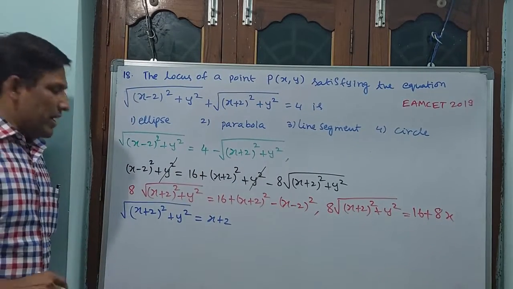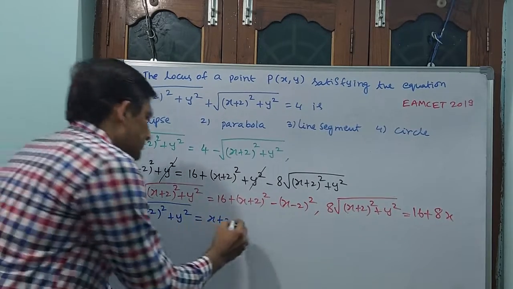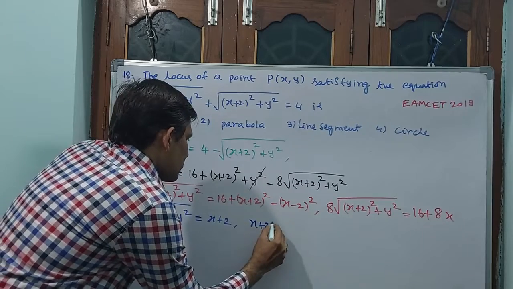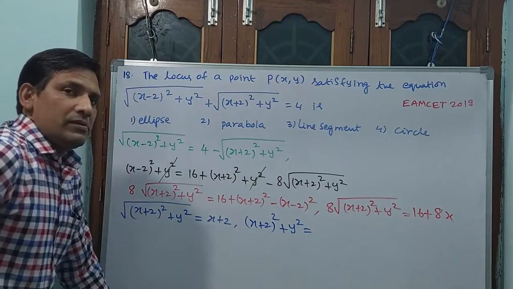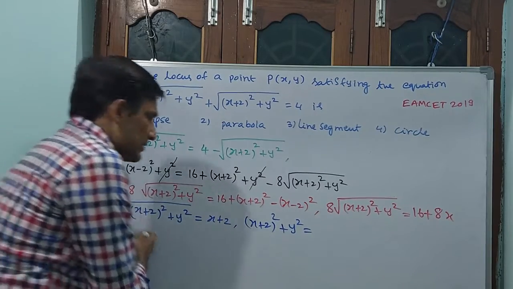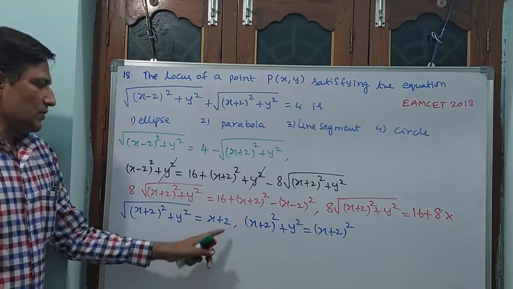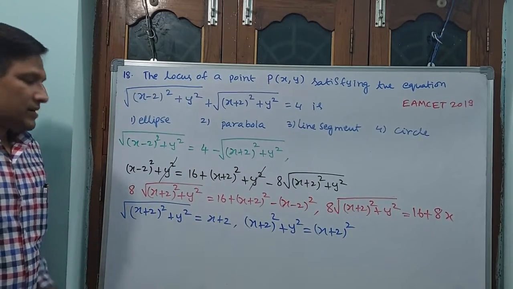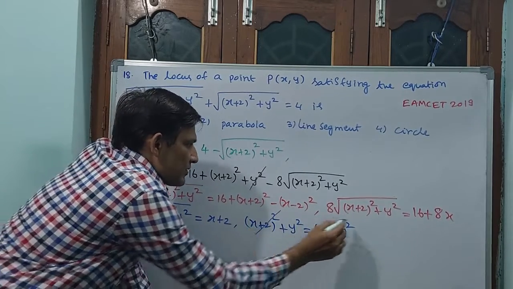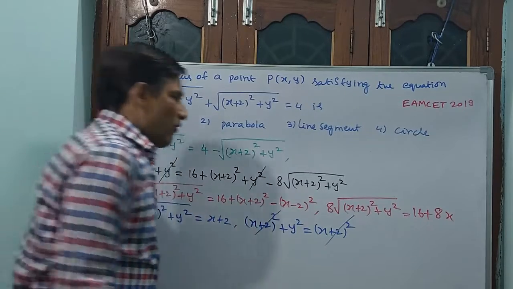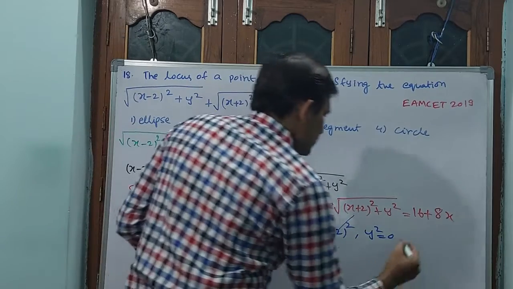Okay? Now wait. Now you square on both sides. Now this square root is going to disappear. Write down. x plus 2 whole square plus y square is equal to x plus 2 whole square, squaring on both sides. Now this root is going to disappear. If you observe carefully, x plus 2 whole square and x plus 2 whole square cancel out. y square is equal to 0, y is equal to 0.